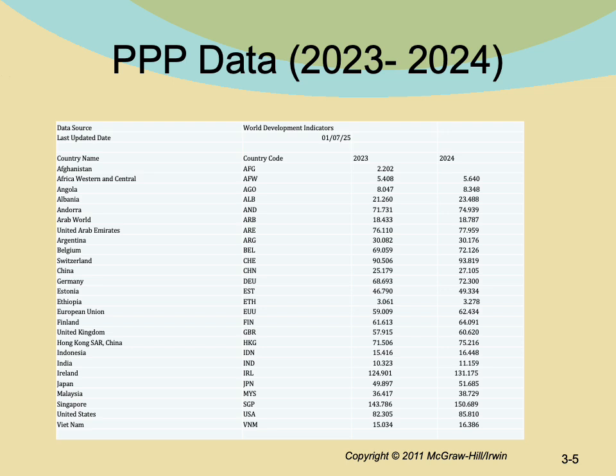As you can see here, I have also provided data for PPP from the World Bank from 2023 up to 2024. And we can see here, according to the data, the highest PPP is Singapore with 150,689 in 2024, and the lowest came from Ethiopia, which is around 3,000.